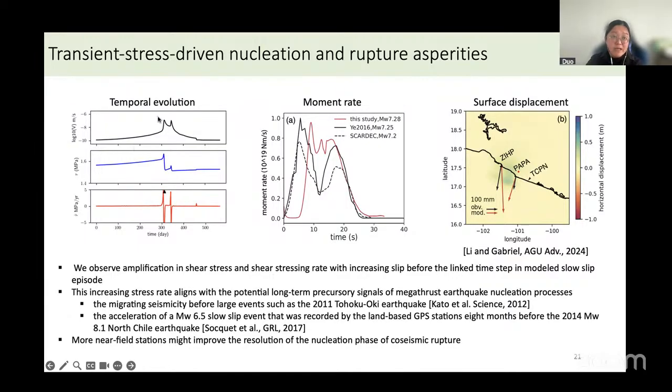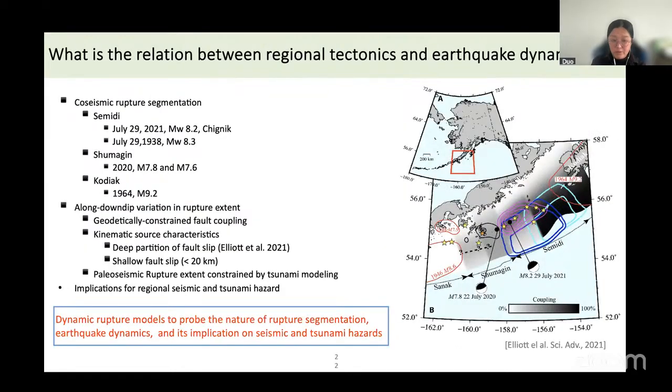The temporal evolution of shear stress and the shear stressing rate also suggests that there is a significant increase in both shear stress and the shear stressing rate before the nucleation, before the hypocenter, and before the earthquake. So this is the story of this earthquake.